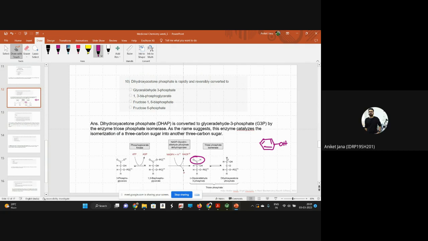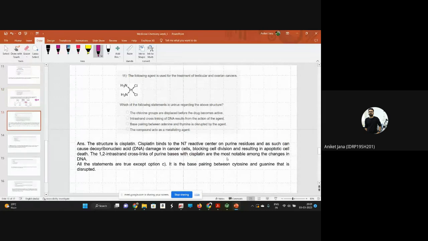Okay, now let's move to our next question. This is very easy. The following agent is used for the treatment of testicular and ovarian cancer. What is the compound called? It is very common. Cisplatin. This is cisplatin. And what is its action?